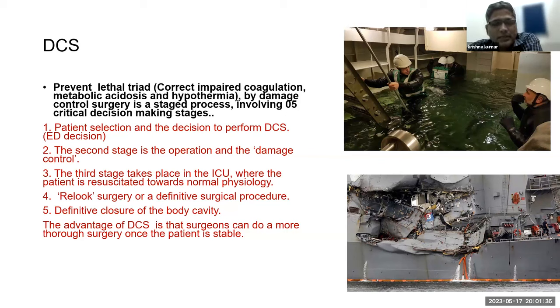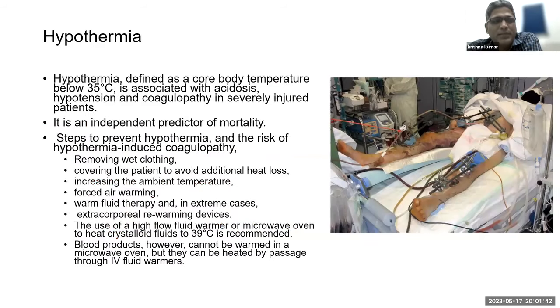The advantage of DCS is that surgeons are much more thorough when the patient is more stable, and they're able to do a better job. Hypothermia is very important. One should prevent it, and correct hypothermia aggressively, because it is very dangerous and can cause coagulopathy. It is recommended that you remove the bed clothing of the patient, increase the ambient temperature of the emergency department, and use forced air warming and warmed IV fluids.